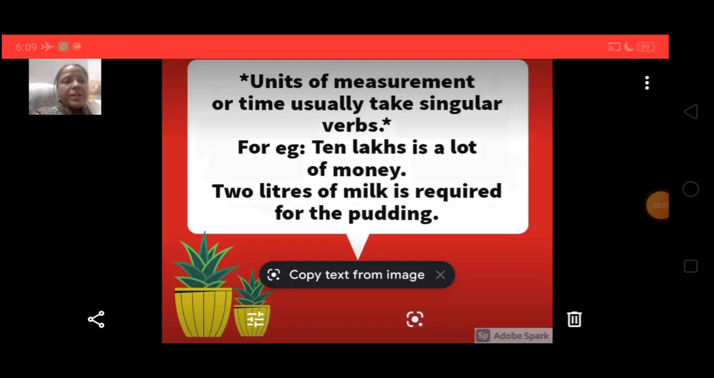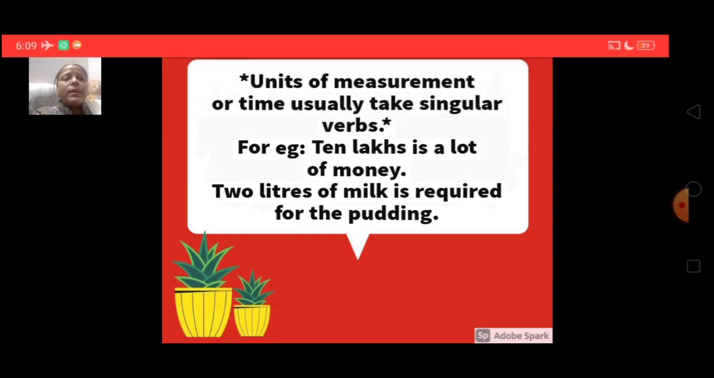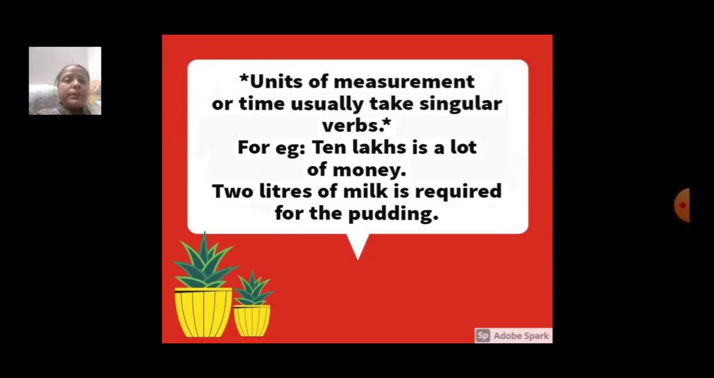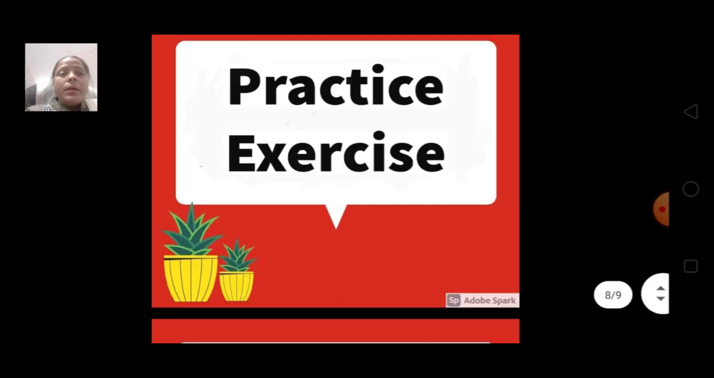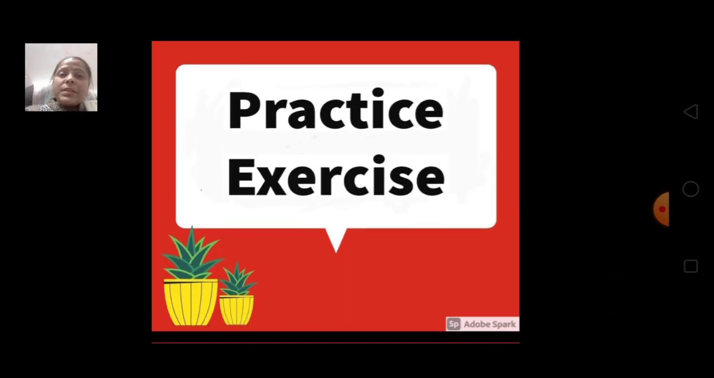Units of measurement or time usually take singular verbs. For example, 10 lakhs is a lot of money. 2 liters of milk is required for the pudding. Now children, we have completed the rules. Now let's do some exercises.